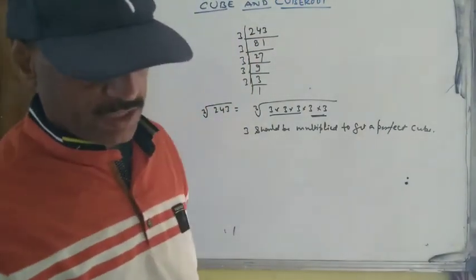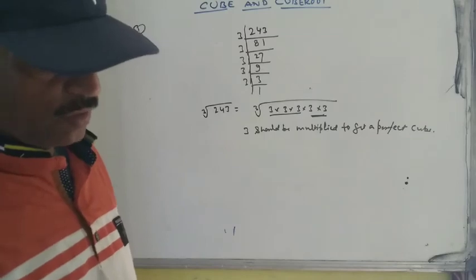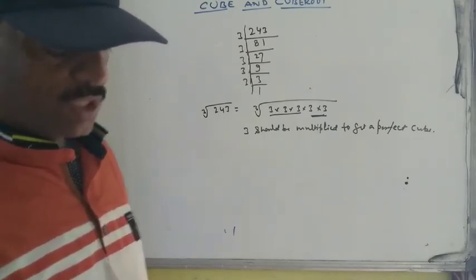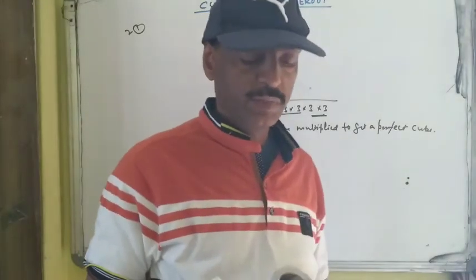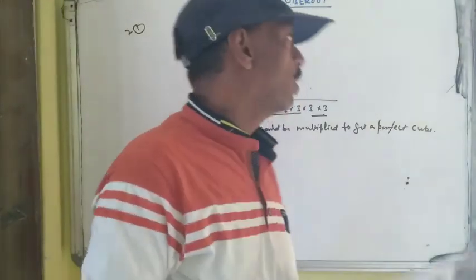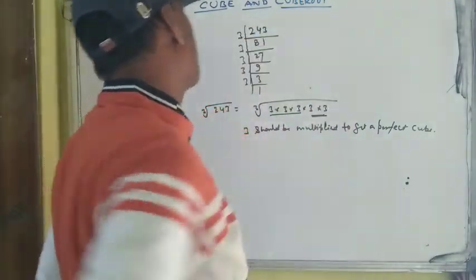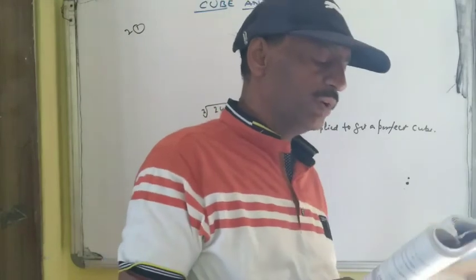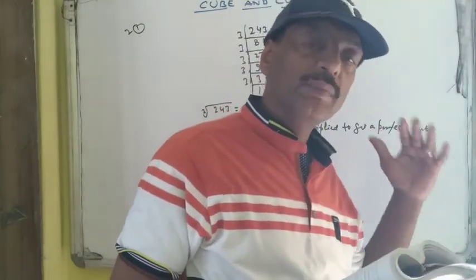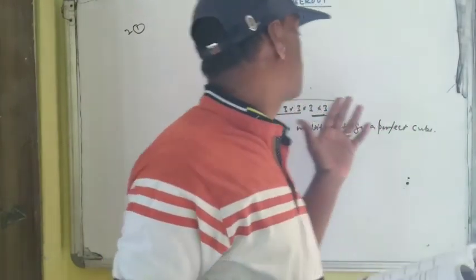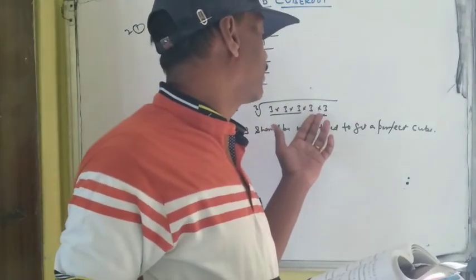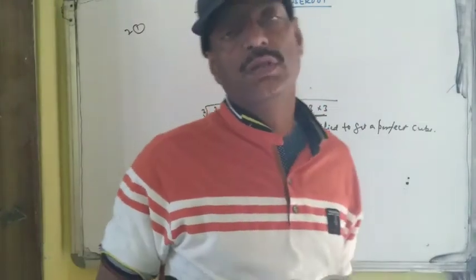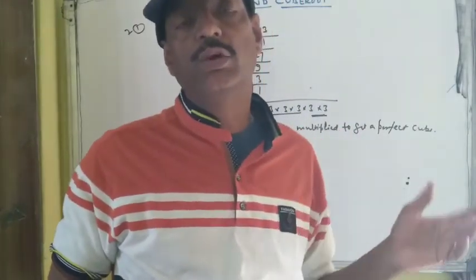Similarly, we can solve the other parts of question number 2. Now the third question: find the smallest number by which each of the following numbers must be divided. In question number 2 it was given what should be multiplied, and here in question number 3 it is given what should be divided. It means that whatever numbers do not have their perfect pairs of threes, we will remove or divide those numbers to get a perfect cube.